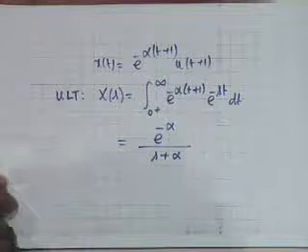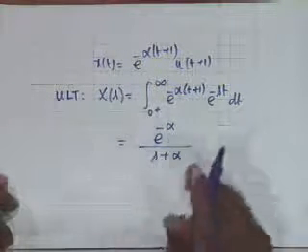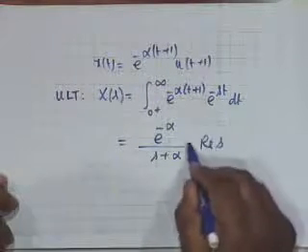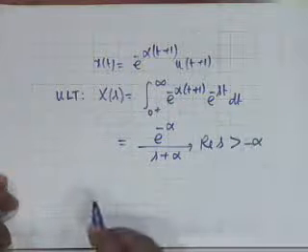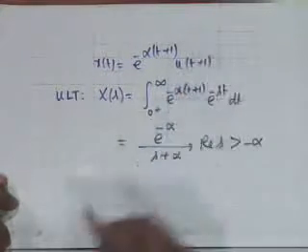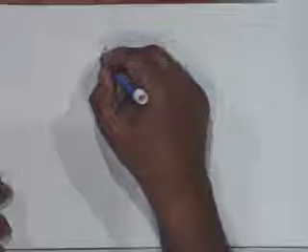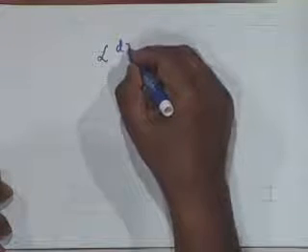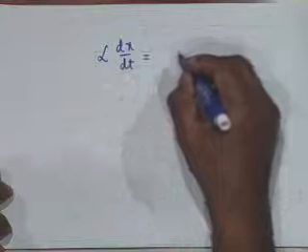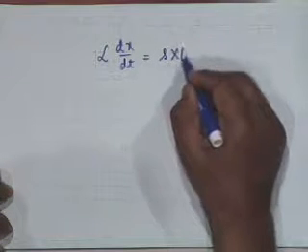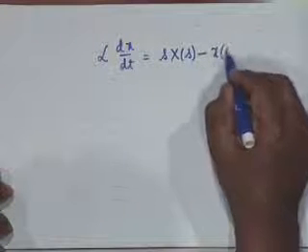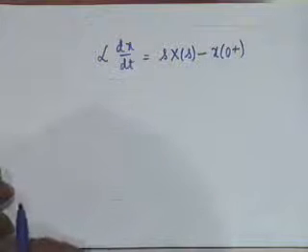Alright, this is not e to the s. The bilateral transform was e to the s. The ROC is the same, real part is greater than minus alpha, but the two are different. The other difference that arises is in the Laplace transform of dx/dt. As we have already shown, it is s X(s) minus x(0+).